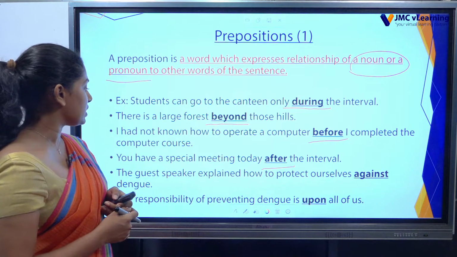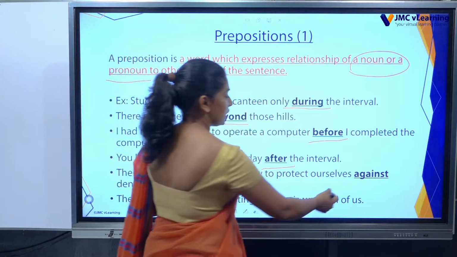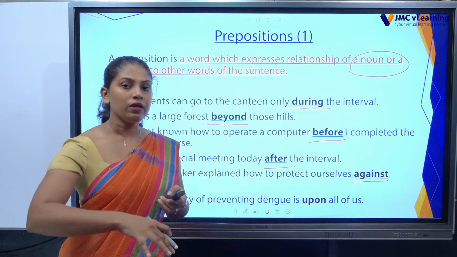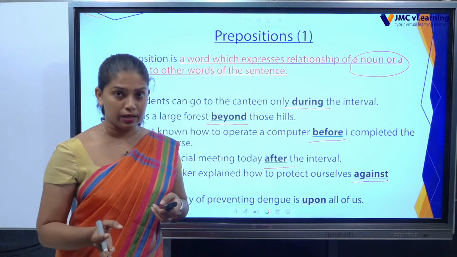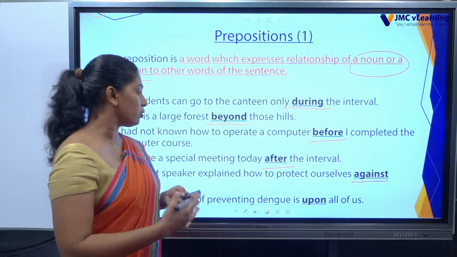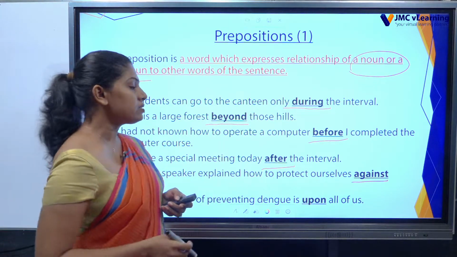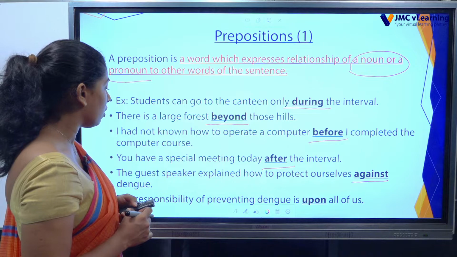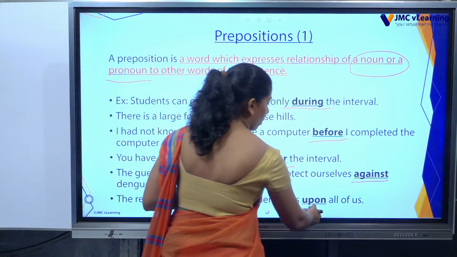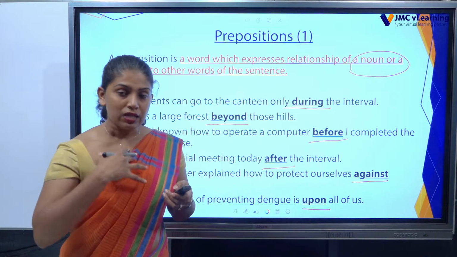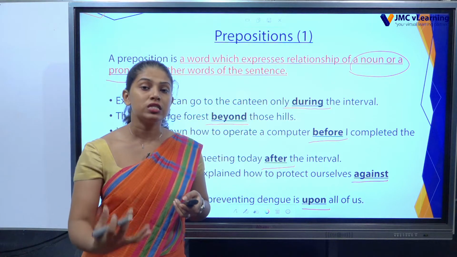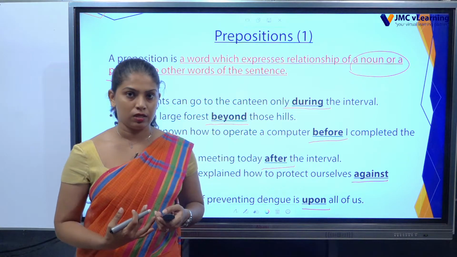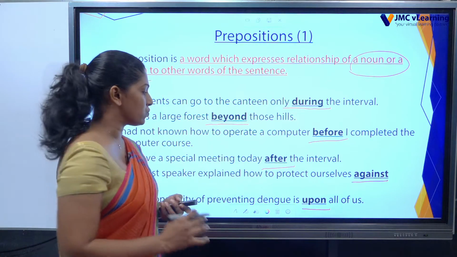The guest speaker explained how to protect ourselves against something. Something different, we call that against, something different to the main action. So here against is the next preposition we are learning today. Then, the responsibility of preventing dengue is upon all of us. Upon all of us means that we have to do that. That duty is on us, upon us. We are responsible for that. We have to do that. So that idea comes from upon.